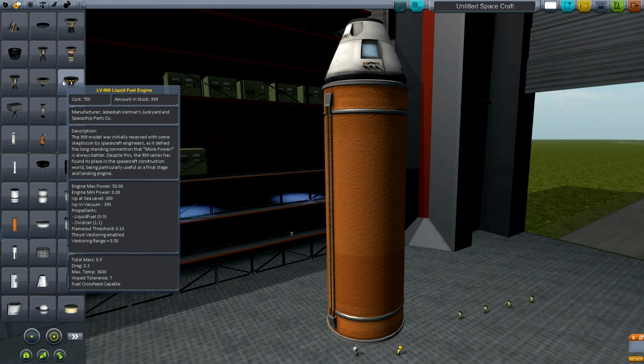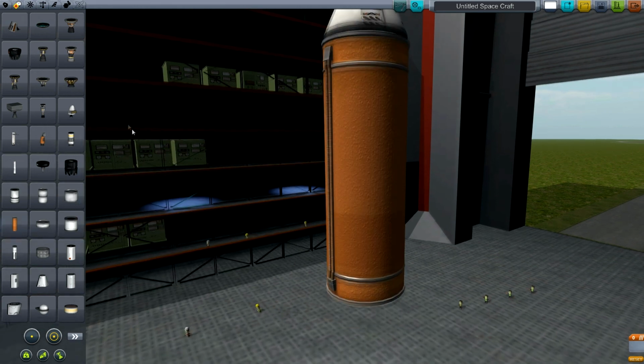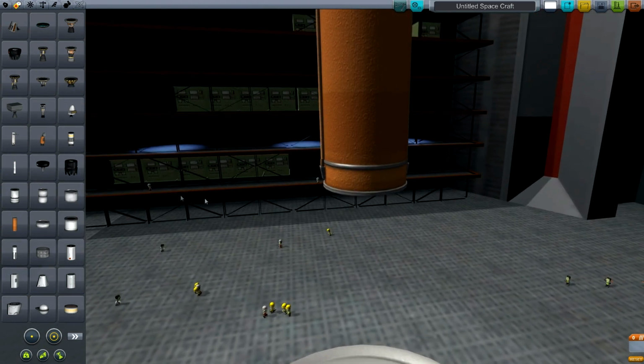They have a much better ISP than the high thrust engines. So why don't we use the LV909s all the way? I mean, after all, if they're that efficient, they should get us into orbit with ease, right? Well, no, because there is another aspect that we need to look at, which is the thrust to weight ratio. However, we'll cover that in a moment, because there's a few other things I want to look at first.